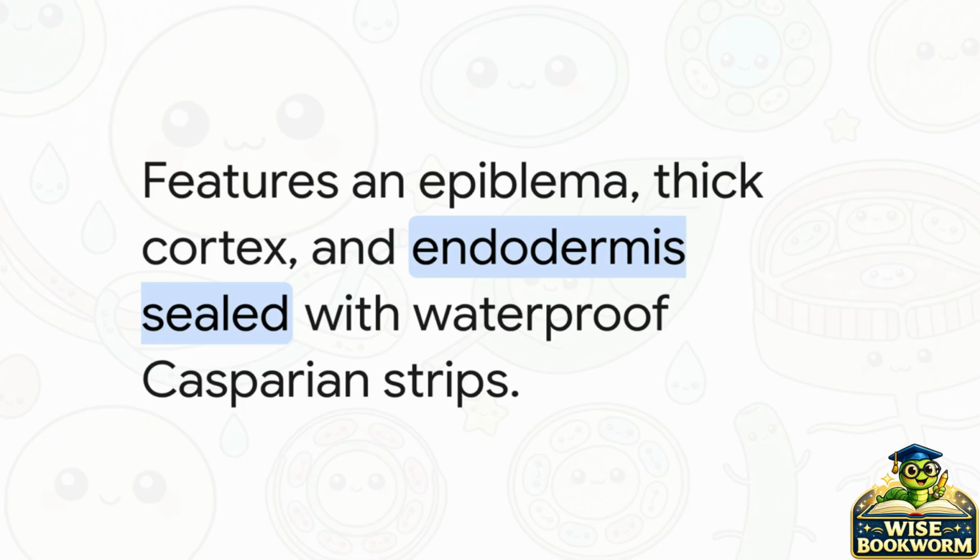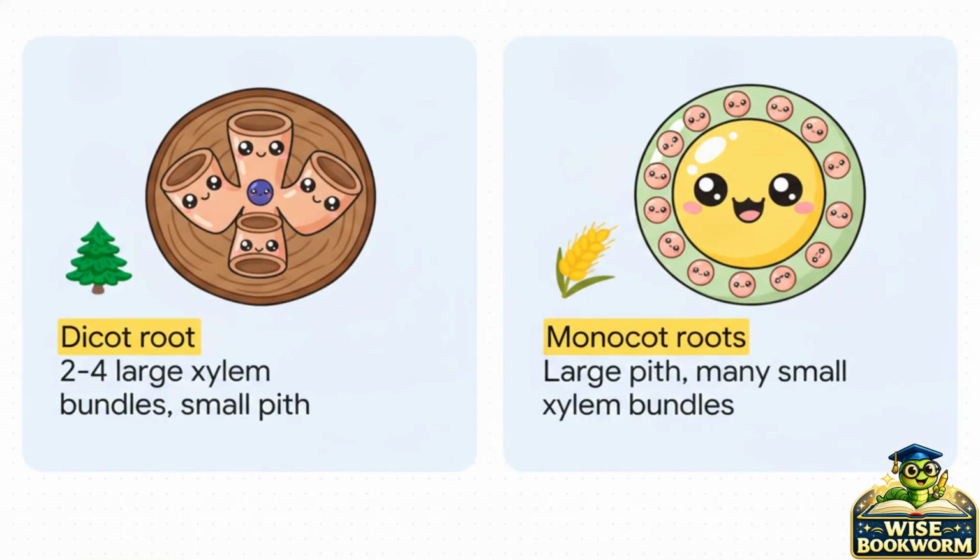But the real magic happens at the innermost layer of the cortex, called the endodermis. It is heavily waterproofed by waxy materials called suberin, forming what's known as Casparian strips. This acts like a biological watertight seal, forcing every single drop of water to be filtered before it can enter the deep internal plumbing.